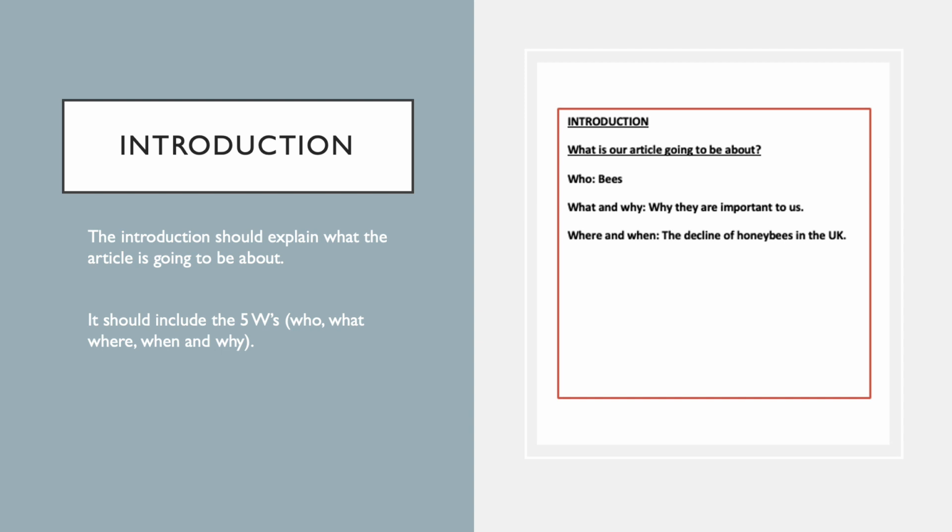Now, if we move on to the introduction, it should explain what the article is going to be about. And how we're going to do that is by including the 5 W's. So who, what, where, when, and why. Okay, so my introduction is going to tell us all about bees, why they're important, and the decline of the honeybees, okay? So it's going to explain what the article is going to be about.